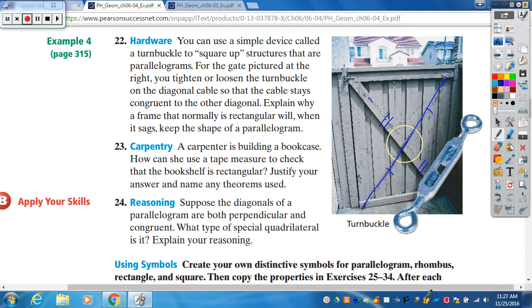Number 23, a carpenter is building a bookcase. How can she use a tape measure to check that the bookshelf is rectangular? Justify your answer and name the theorem used. We've talked about this already. She can determine if the diagonals are congruent. From one corner to the opposite corner, is that length equal to the length from the other corner to its opposite corner? If the diagonals are congruent, that means the bookcase is rectangular, and the builder has done a good job.